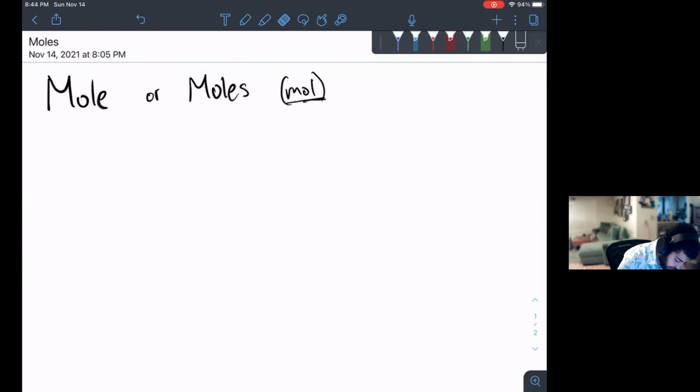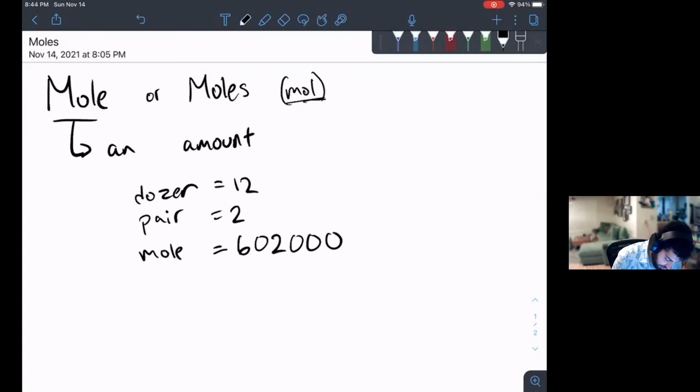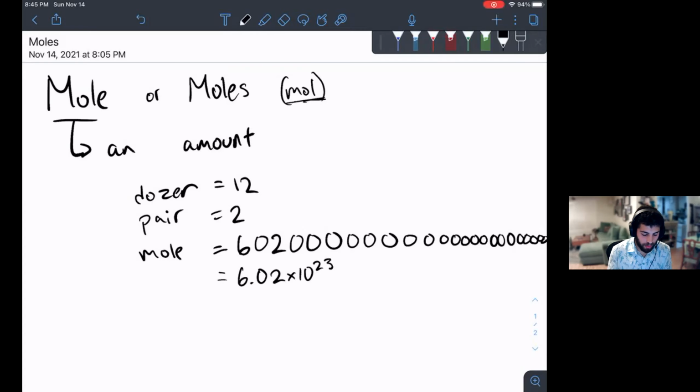So what is a mole? A mole more specifically is an amount, much like dozen means 12, a pair means 2, a mole means 6.02 followed by zeros. So I've got to count these: 1, 2, 3, 4, 5, 6, 7, 8, 9, 10, 11, 12, 13, 14, 15, 16, 17, 18, 19, 20, 21, 22, 23. So 6 with 23 places after it, or much easier, 6.02 times 10 to the 23rd power. So that is a mole.